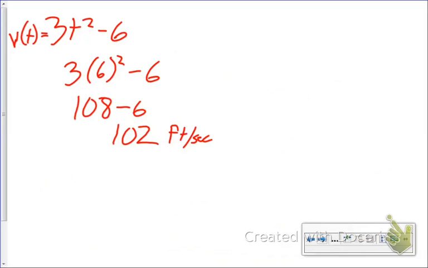The next part, find the acceleration of the particle at time t equals 6. Someone show us how to do that?